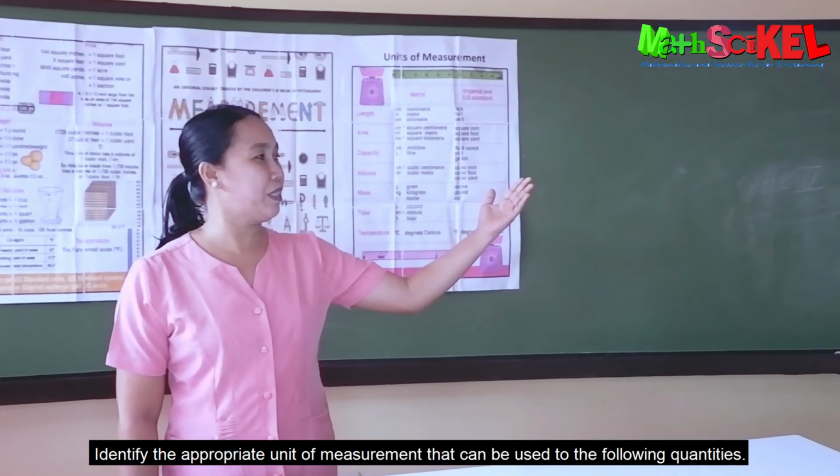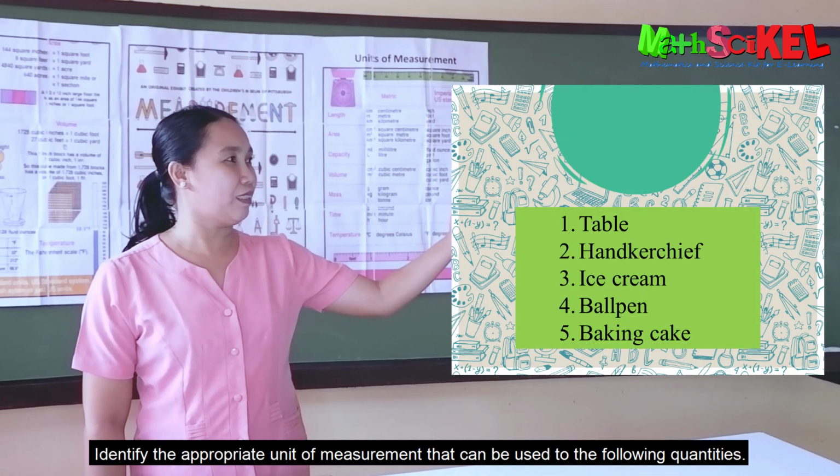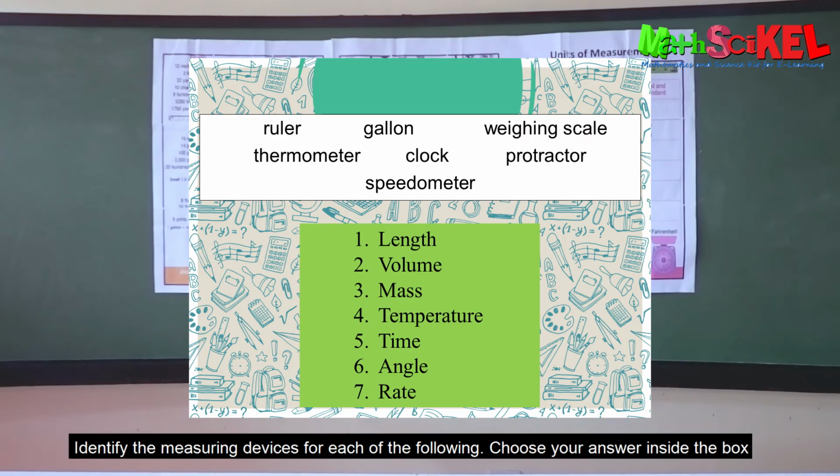Identify the appropriate unit of measurement in the given quantities. Identify the measuring devices for each of the following. Choose your answer inside the box.